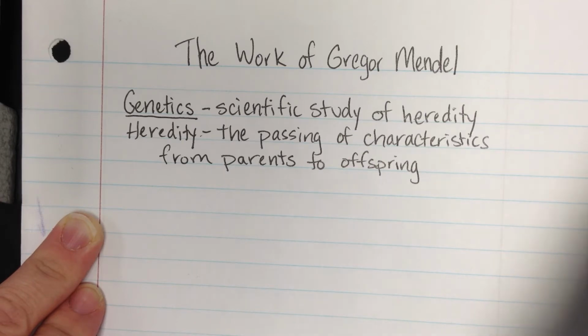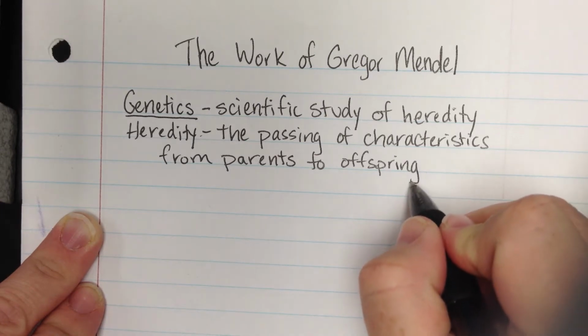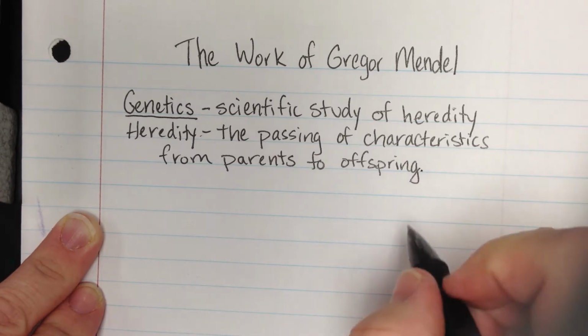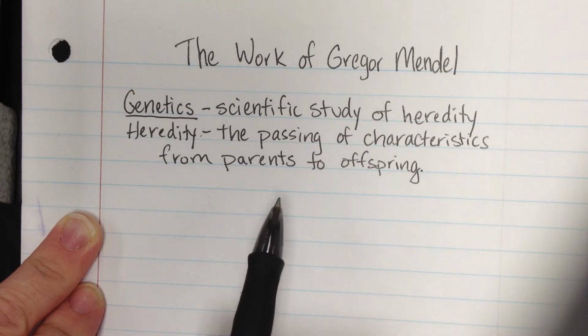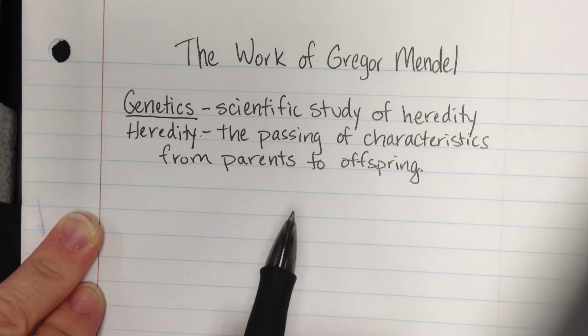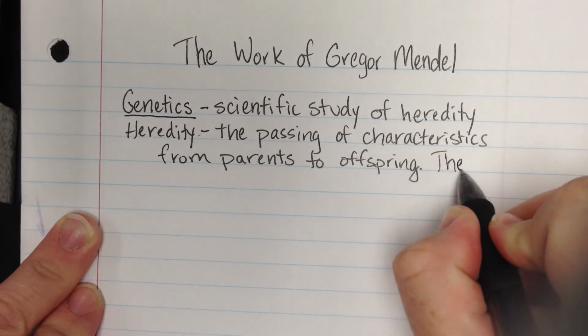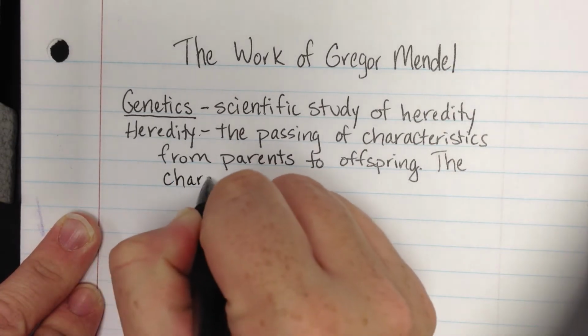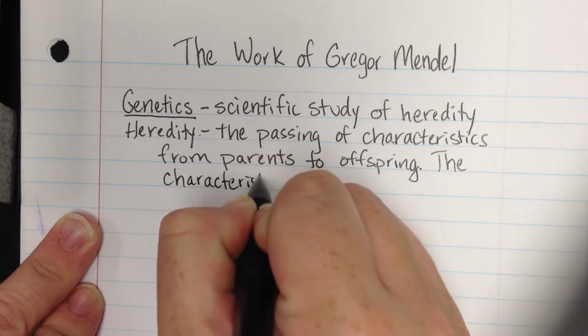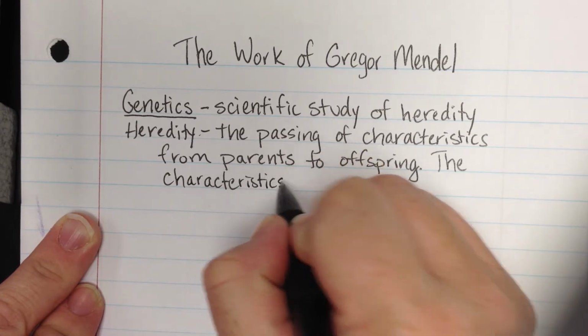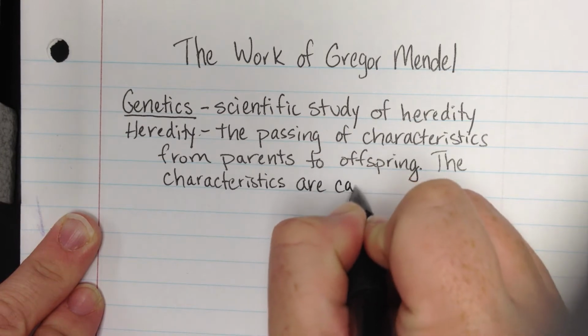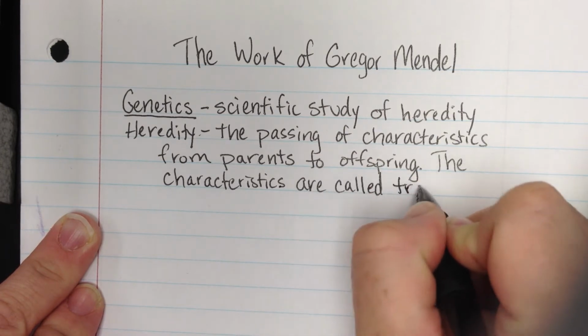Now, offspring is a general term that we use for, in humans, we would probably call them the baby or the child. But in plants, we don't really refer to the next generation as the children plants or the baby plants. Instead, we refer to them as the offspring. So we're kind of including all types of organisms when we say heredity is the passing of characteristics from the parents to the offspring. Now, we often call these characteristics, so these characteristics are called traits.